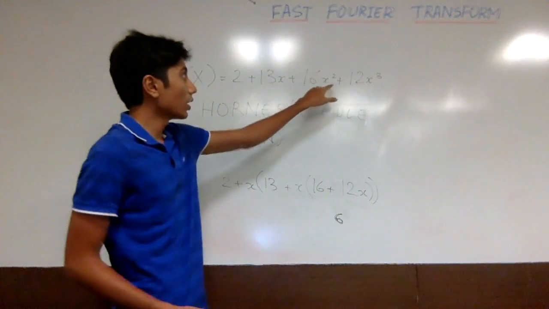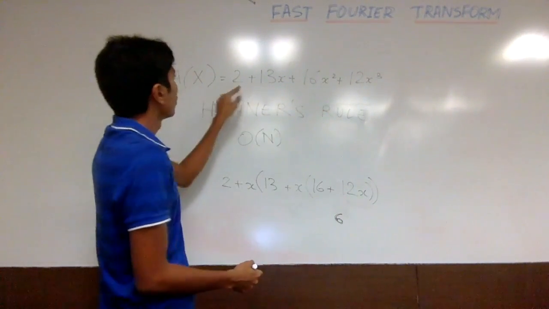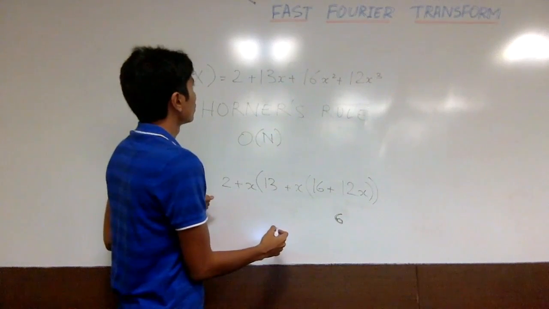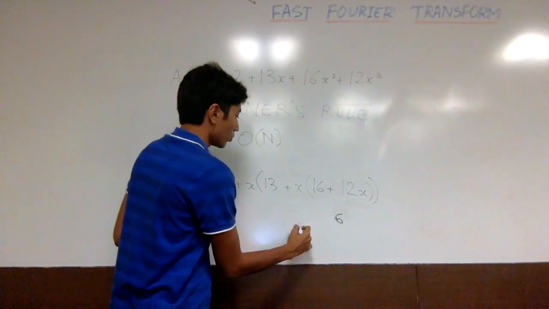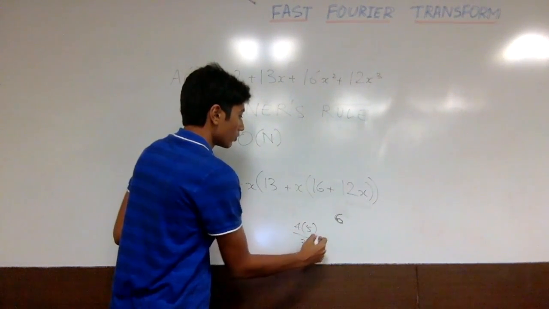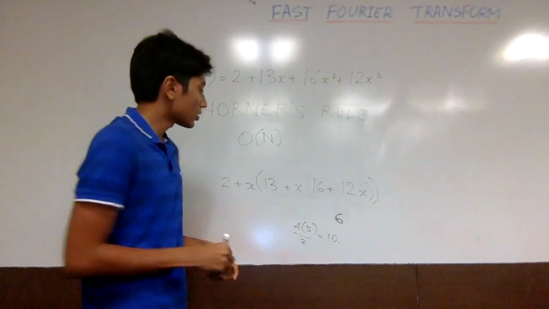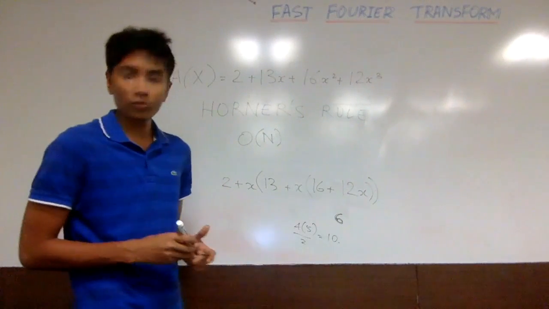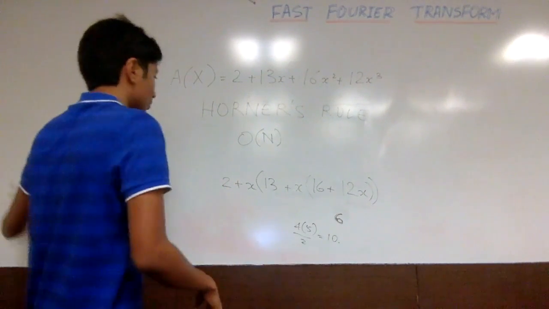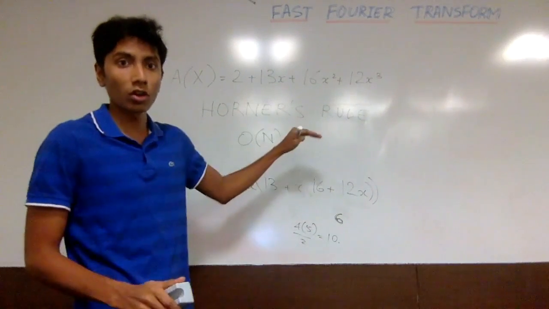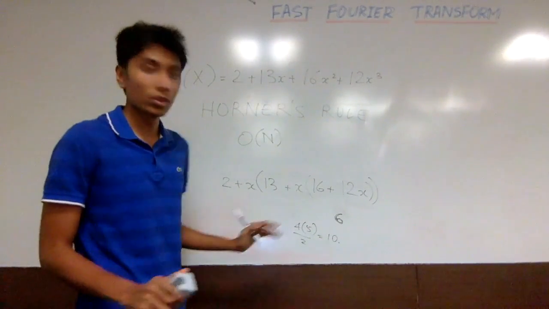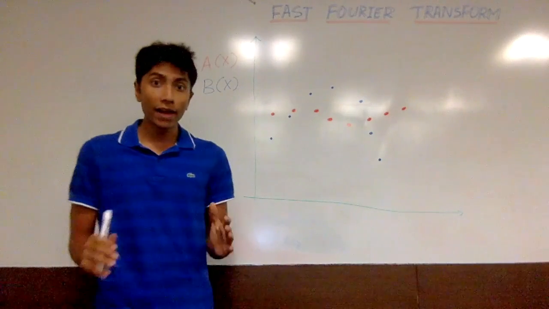How many did you need otherwise? You needed 4 into 5 by 2, which is 10 operations. So this was n square, and this is order n. And so always use Horner's rule when you are evaluating a polynomial. Alright, so we have our strategy.